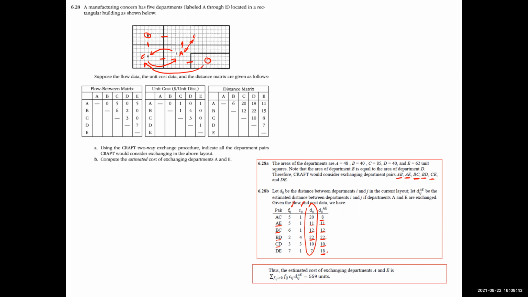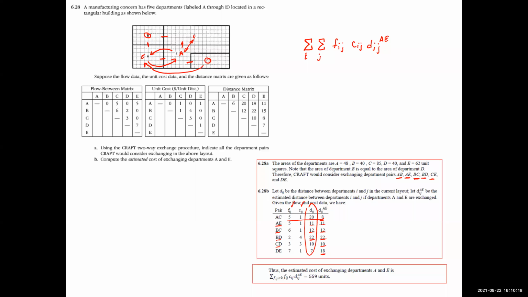So now, after recomputing these distances, I can compute the cost. So how do you compute the cost? Remember the expression, it's the double summation over i and j of Fij times Cij, and we're going to use the new distances, with the swap AE. And I have all that information here.